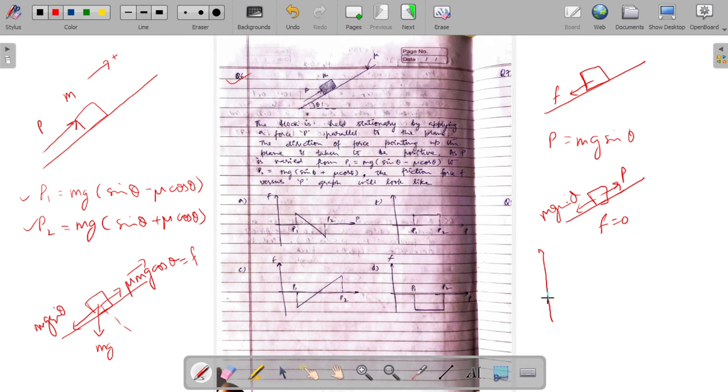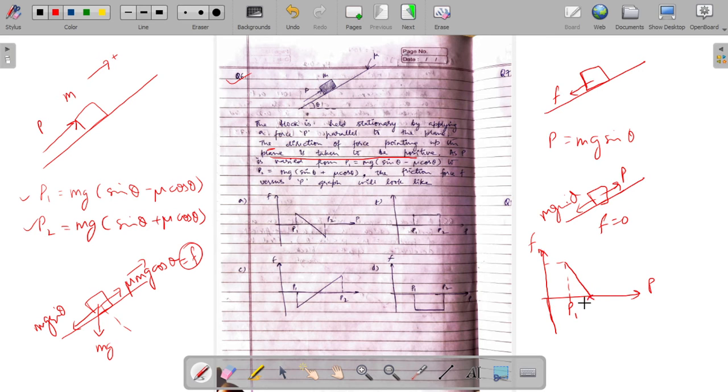So if we draw the graph of friction with the value of applied force, when the value of applied force is at P1, friction is acting in upward direction, which as stated by the question is to be taken as positive. The direction of force pointing upward is to be taken positive. So at first the friction is acting in upward direction, the friction is positive.